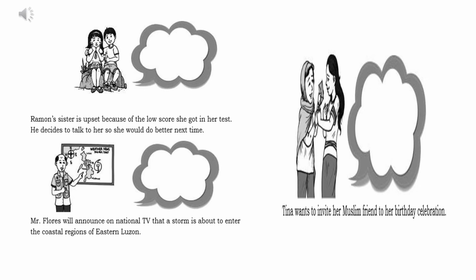So let's have the third photo. Ramon's sister is upset because of the low score she got in her test. He decides to talk to her so she would do better next time. So what function of communication? Yes, that is emotional. For the sister might be that emotional regarding her score. So, what will be the lines of Ramon?